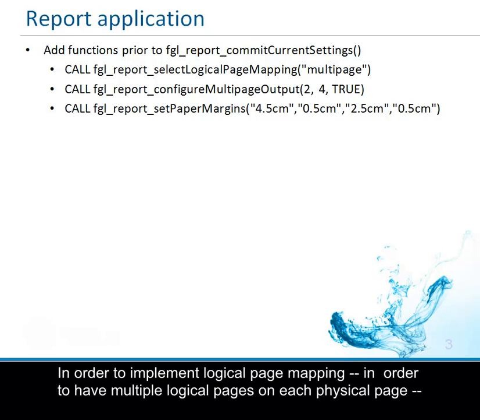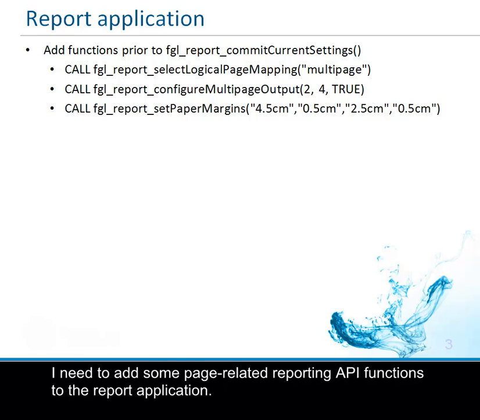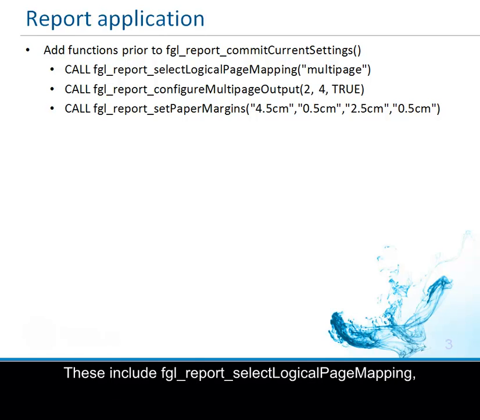In order to implement logical page mapping, in order to have multiple logical pages on each physical page, I need to add some page-related reporting API functions to the report application. These include FGL report select logical page mapping, FGL report configure multi-page output, and FGL report set paper margins.